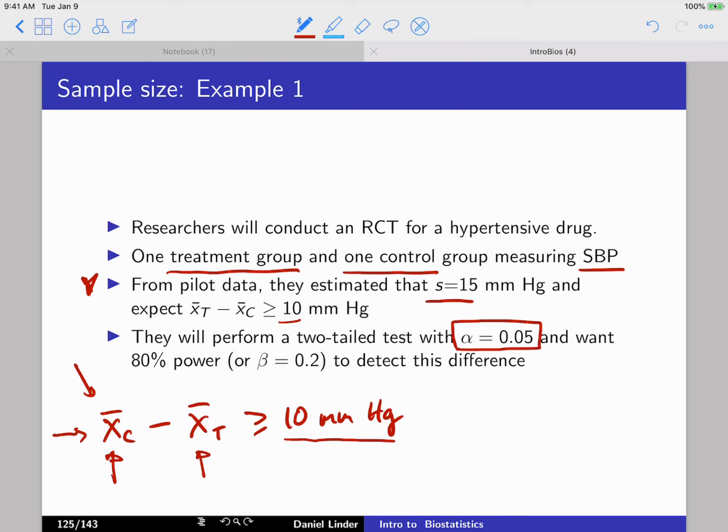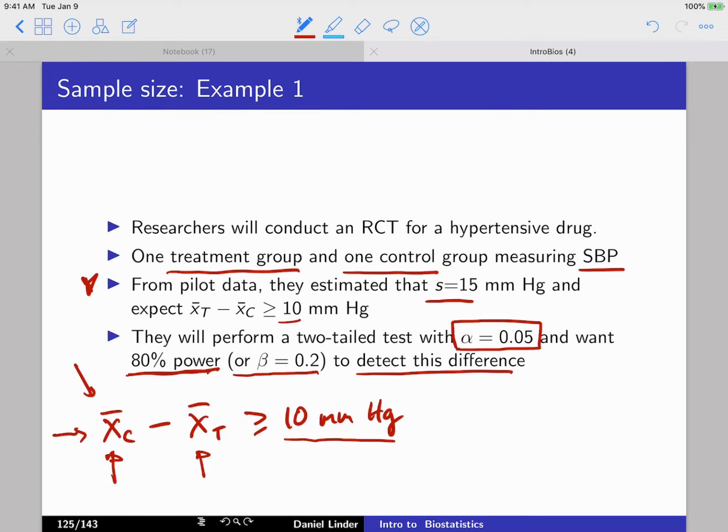And they want 80% power. So what this translates to is, if you use the formula, remember, power is equal to 1 minus beta. So in other words, beta would be 0.2. So they only have a 0.2 or a 20% chance to commit a type 2 error. Or in other words, they have an 80% power to detect this difference. So that's what they're aiming for.